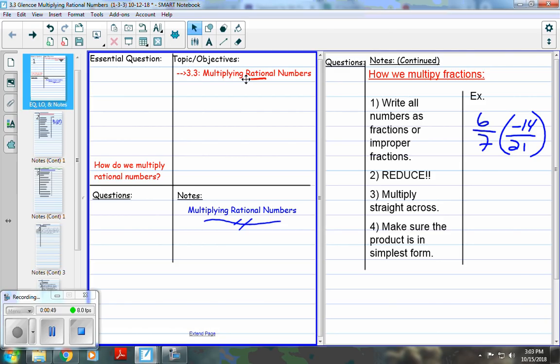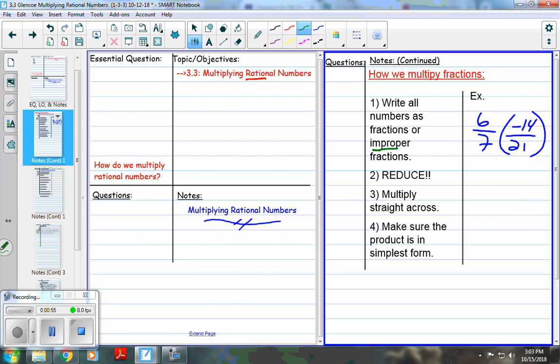And step one says to write all numbers as fractions or improper fractions. And in our model, there are no mixed numbers, so we've already written them as a fraction or as an improper fraction. So we're going on to step two. Step two means to reduce. So this is the first point where we're going to go to our Chapter 3 vocabulary, and I need us to make sure we fully understand what Chapter 3 vocab is. So go ahead and pause here and get to your Chapter 3 vocabulary.